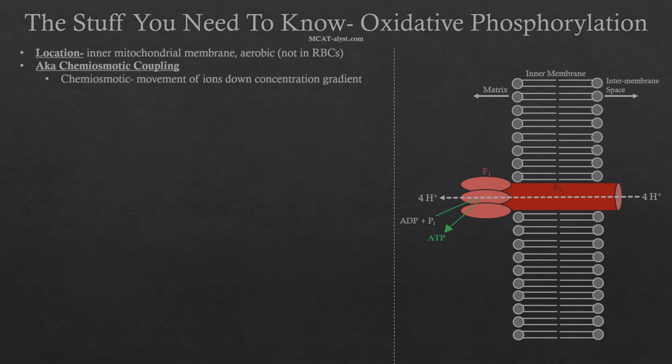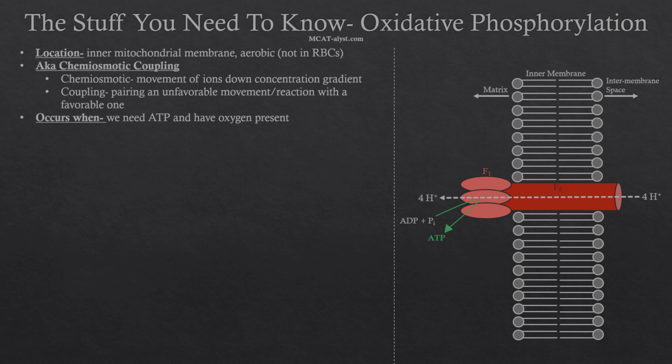The reason for that is chemiosmosis is the movement of ions down a concentration gradient. In this example, it's these protons, these hydrogen ions. And the word coupling means that we're just pairing an unfavorable movement or reaction with a favorable one. In this example, we are pairing the unfavorable formation of ATP with the favorable movement of protons back down their concentration gradient. This is going to occur whenever we need ATP and have oxygen present.